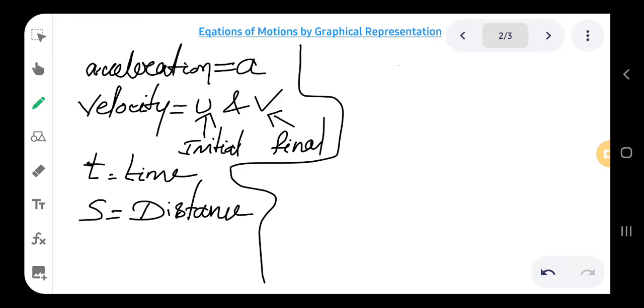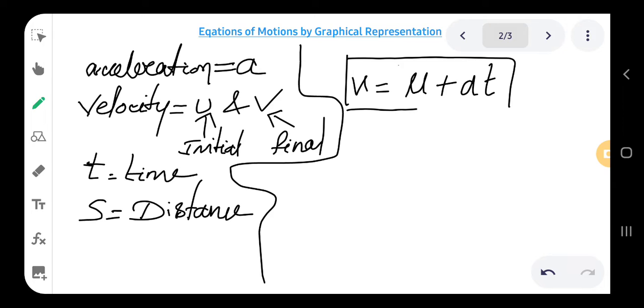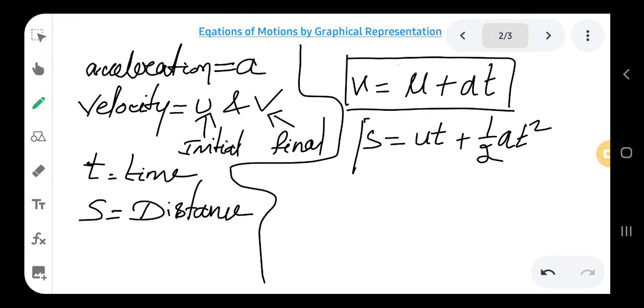First one is v equals u plus at. Okay, so this is our first equation. V is final velocity equals initial velocity plus acceleration into time. Then s equals ut plus half at square. Okay, this is our second equation. Our distance equals initial velocity into time plus half of acceleration into time square.